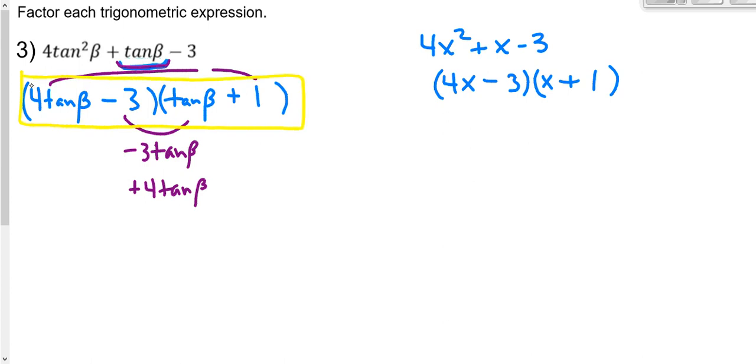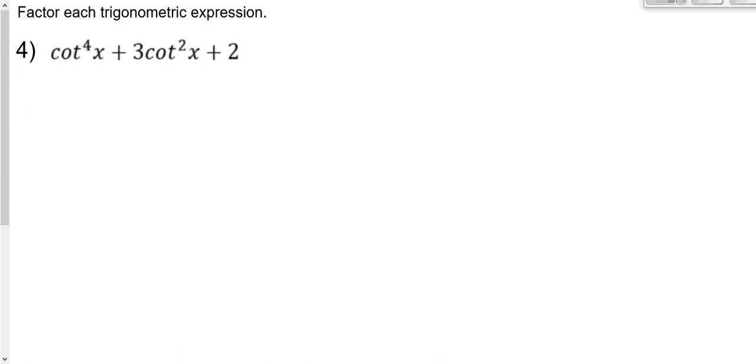Okay, let's look at number 4. This one is also kind of like a quadratic. However, instead of to the second power, it's to the 4th power. That's okay, we can treat it like a quadratic. Remember when I used to call them quadratics in disguise? We're going to treat it like a quadratic.